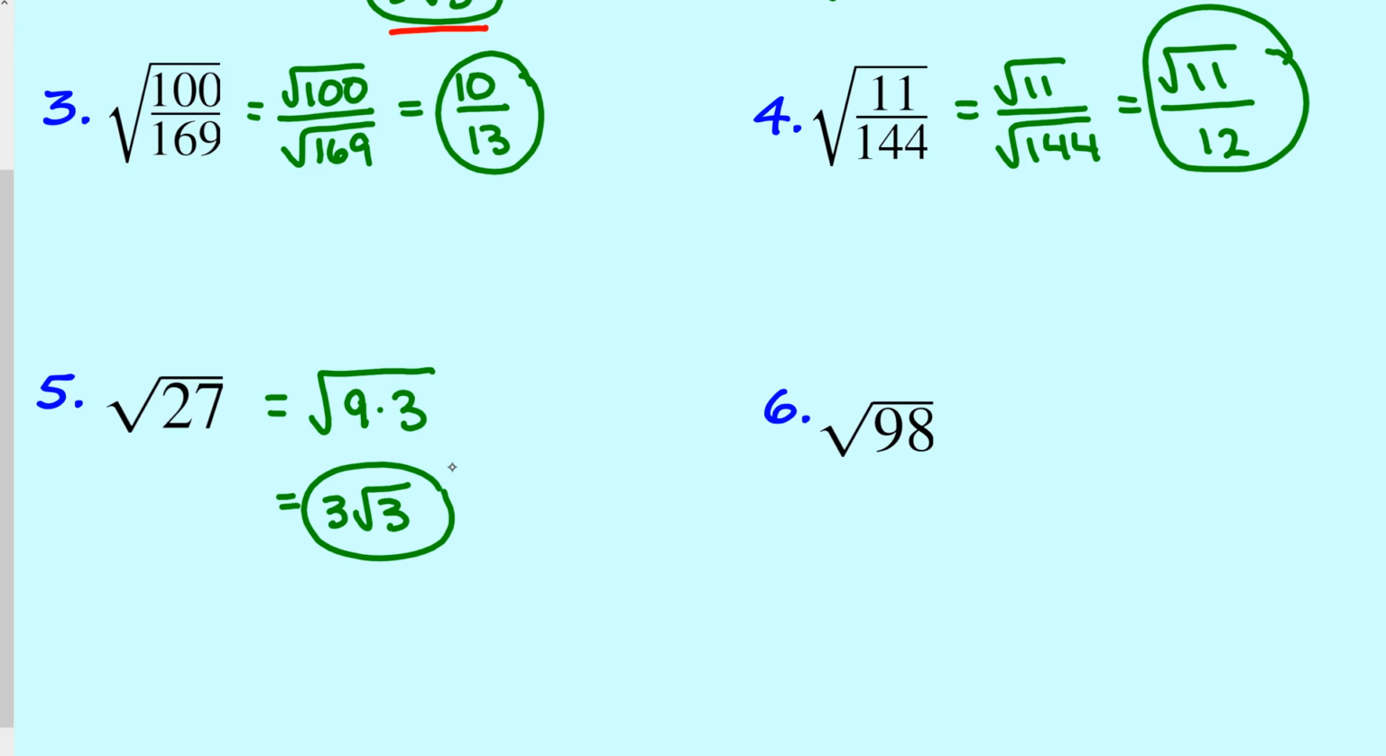Number 6. Are there any perfect squares that are factors of 98? I do believe so. 49. So 98 is 49 times 2. So you can break this down into square root 49 times square root 2, and that would be 7 square root 2.